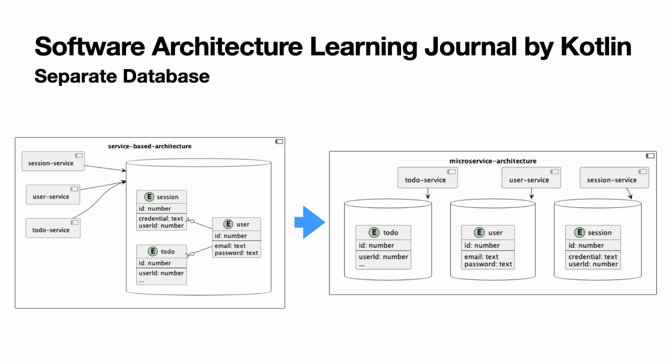The key point is that by separating the databases, we lose foreign keys and cannot ensure data consistency through transactions. For instance, when a user unsubscribes, we need a mechanism other than transactions to ensure that associated todos and sessions, previously guaranteed by transactions, are deleted.